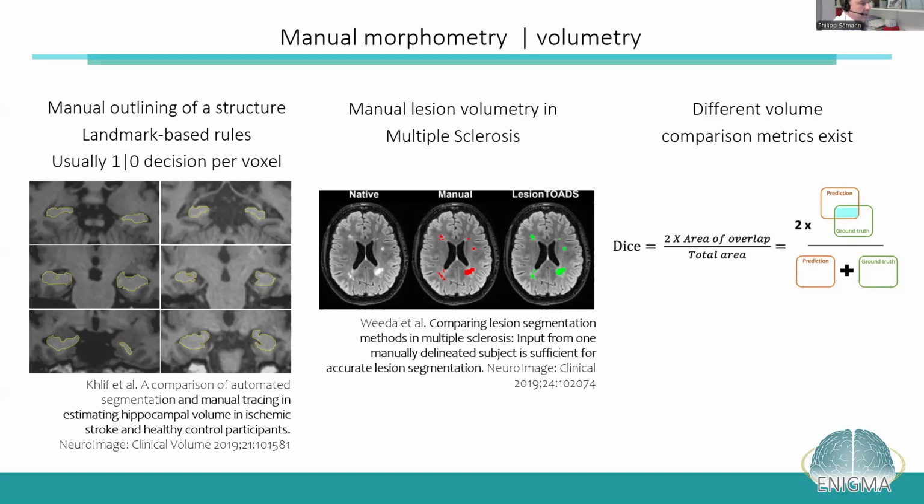The DICE index is a classical measure of inter-methods reliability. It's very easy to calculate. You double the area or volume of the overlap and divide it by the sum of both areas of both techniques. The closer it is to 1, the more precise the overlap between the techniques is.